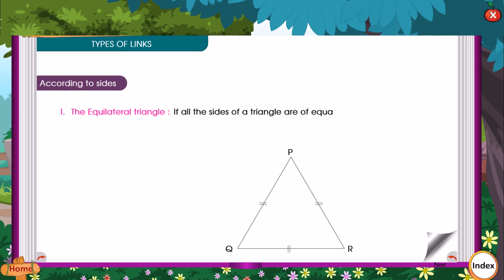According to the sides. 1. The equilateral triangle. If all the sides of the triangle are of equal length, it is called an equilateral triangle. Triangle PQR is an equilateral triangle because PQ is equal to QR is equal to RP.